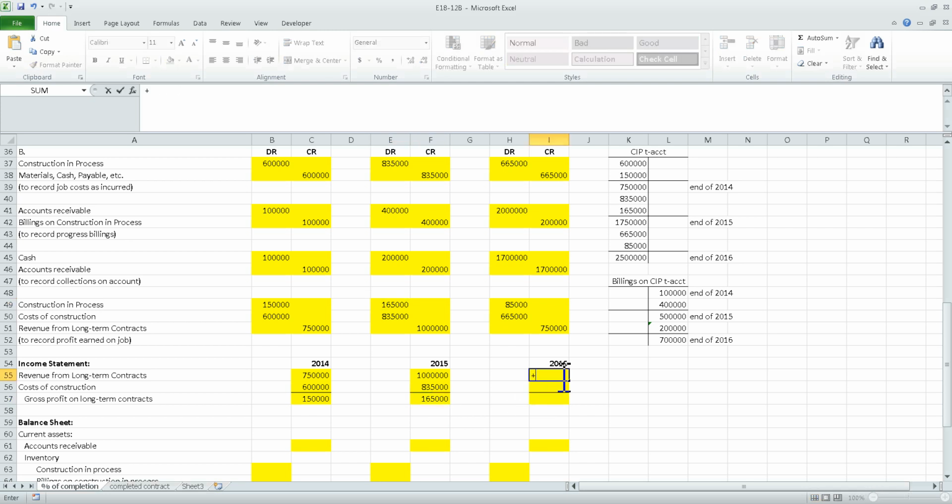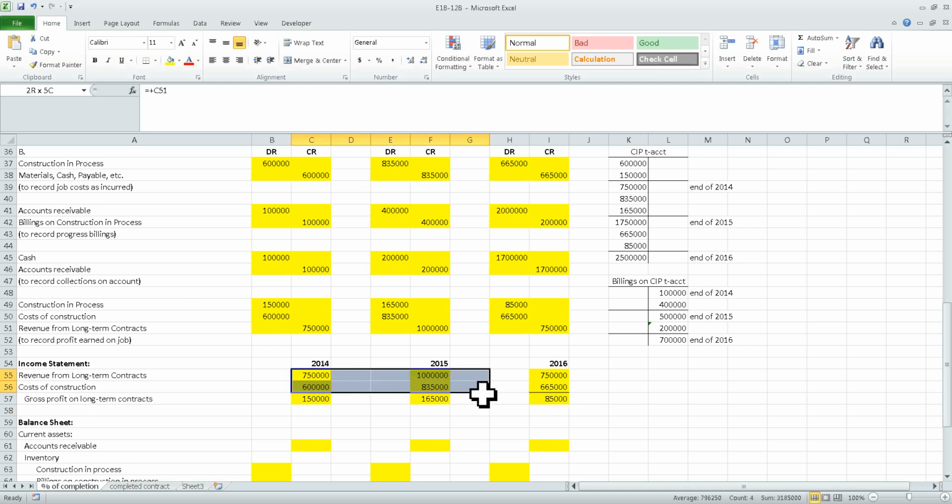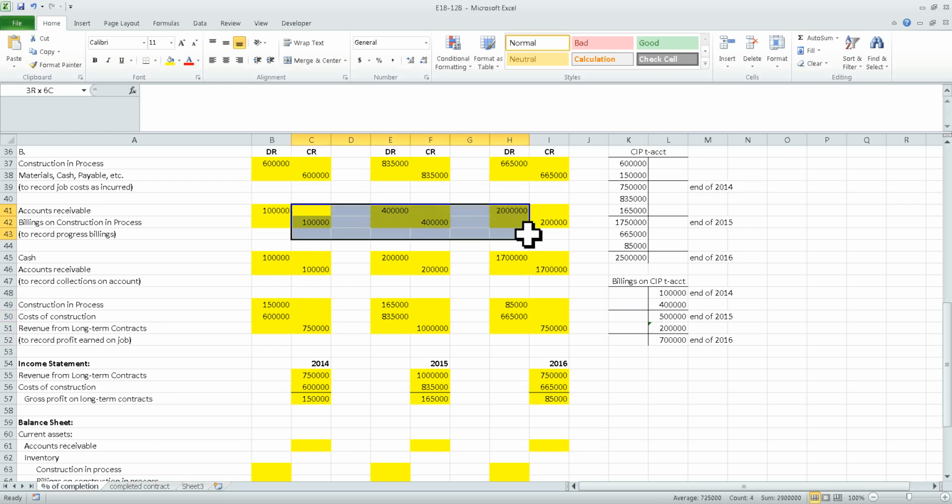For 2016, revenue $750,000, cost of construction $665,000. The difference between those two is our gross profit on the job. So here's what our income statement is going to look like across these 3 years based on percentage of completion. And again, here's the CIP account, the construction in process T account, with all these journal entries booked as we went through. Here's the billings account with all these journal entries booked.